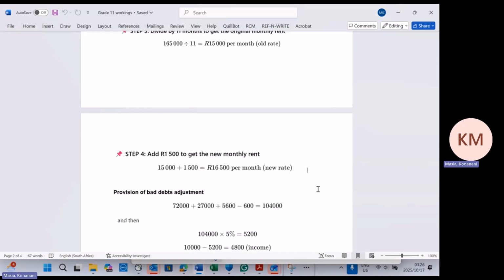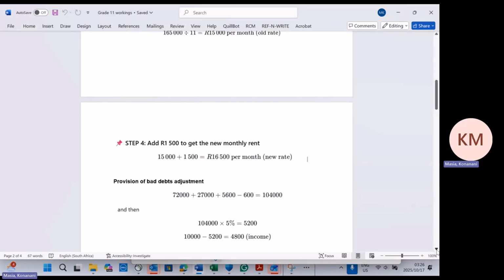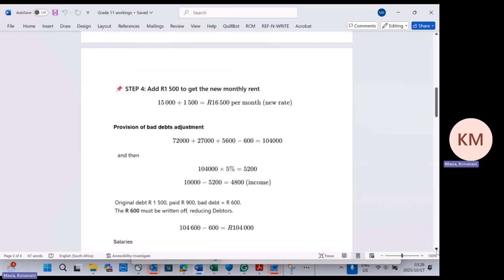I hope you understand that accounting is about debit and credit. Okay, now the additional income will be that 4,800. The original debt here, as I said earlier, remember they paid only 900. Therefore, I'm going to say 900 divided by 60 cents. We are going to get to 1,500, the one that I was showing you on the debt.